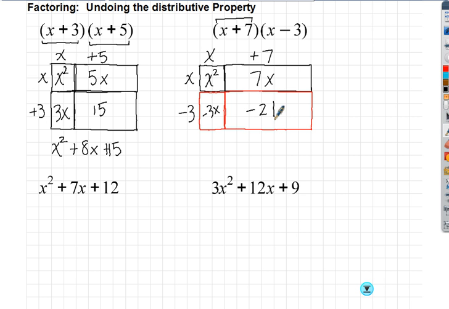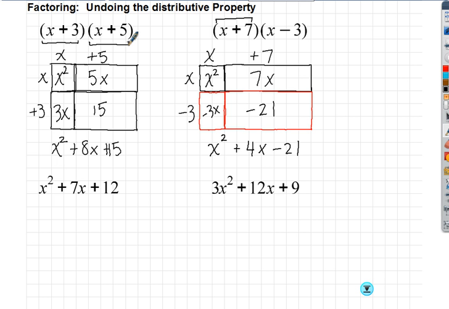Now the whole area is going to be all of these pieces added up. x squared. Now this 7x minus 3x will give us a plus 4x. And since we have a negative 21 here, we're going to subtract 21. So if you notice, these two answers here, these two trinomials, are very similar to this trinomial right here. And we got them by multiplying two binomials, two expressions with two terms.